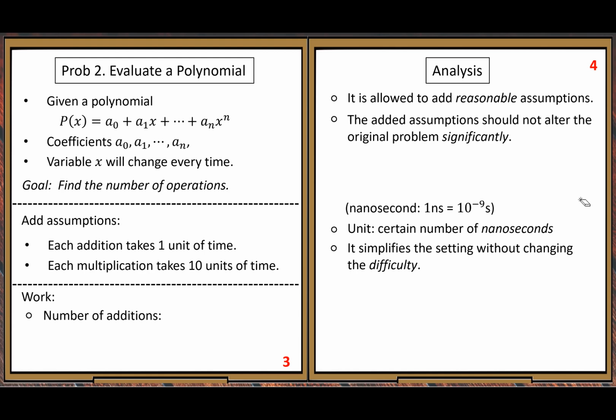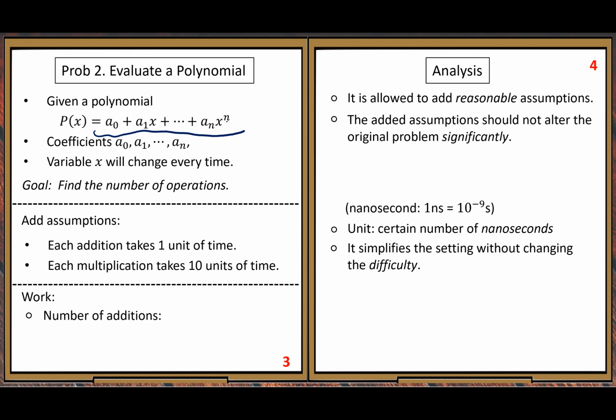Look at this polynomial. Can you tell me the number of additions we need to do in this polynomial? How many? It's just n, right? It's the same as before. You have n, two factors, one multiplication. Good. So the answer is n.